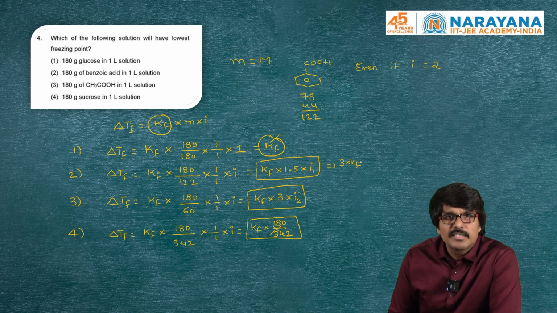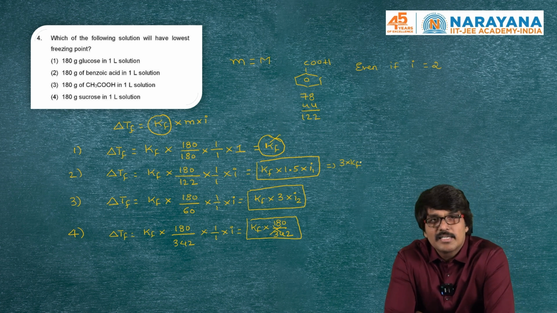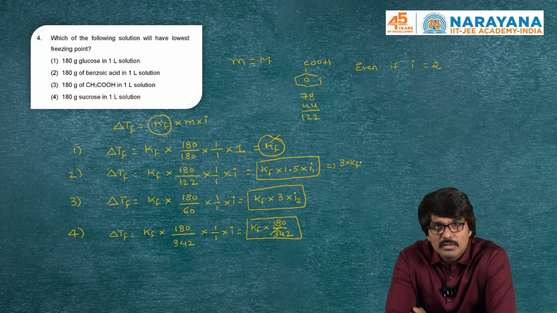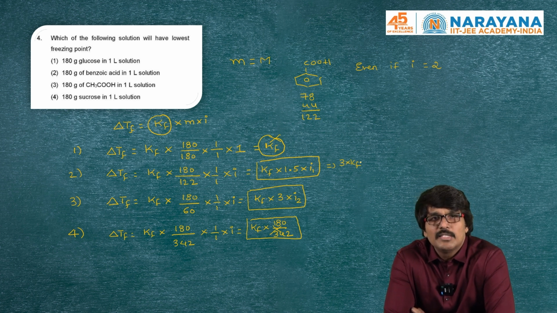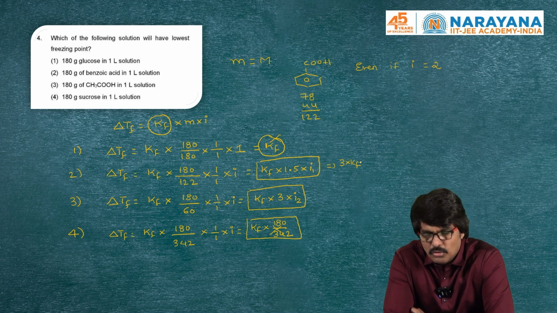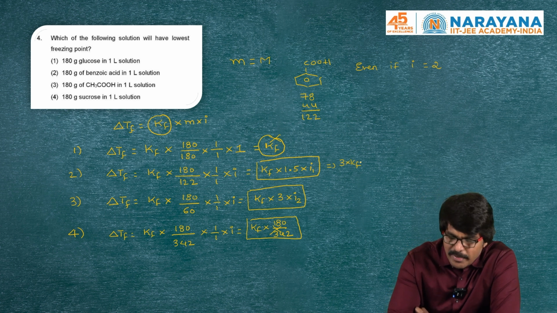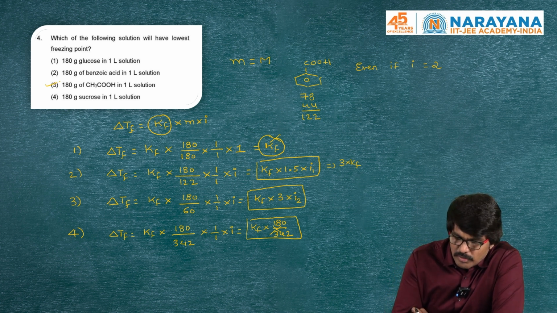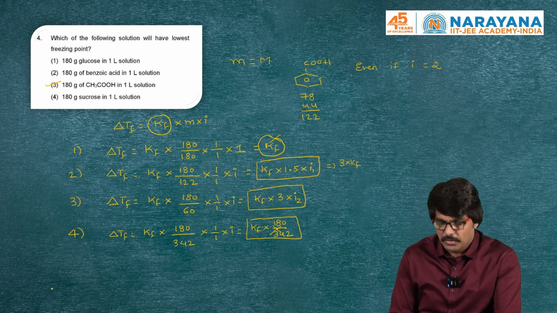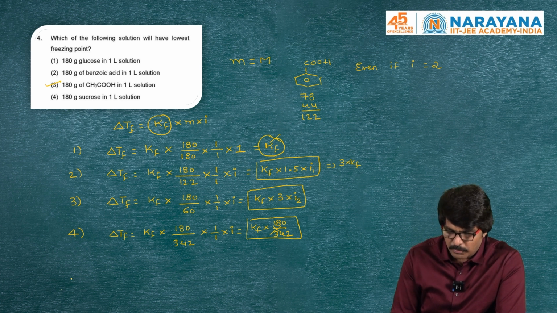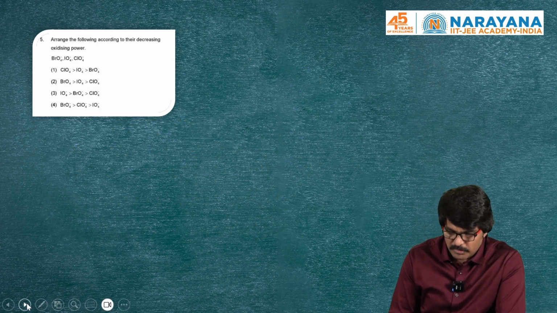Any value greater than 1 you substitute, you will be getting delta TF will be more for acetic acid solution. Depression in freezing point is more. So obviously the freezing point of the solution will be least. So based on that, we can go for the choice of option 3. So here this is from colligative properties, depression in freezing point.